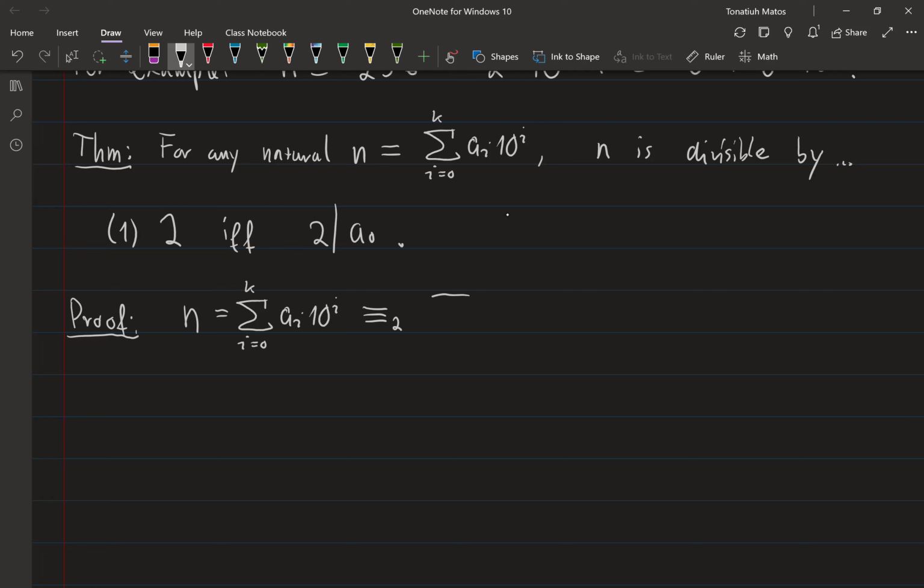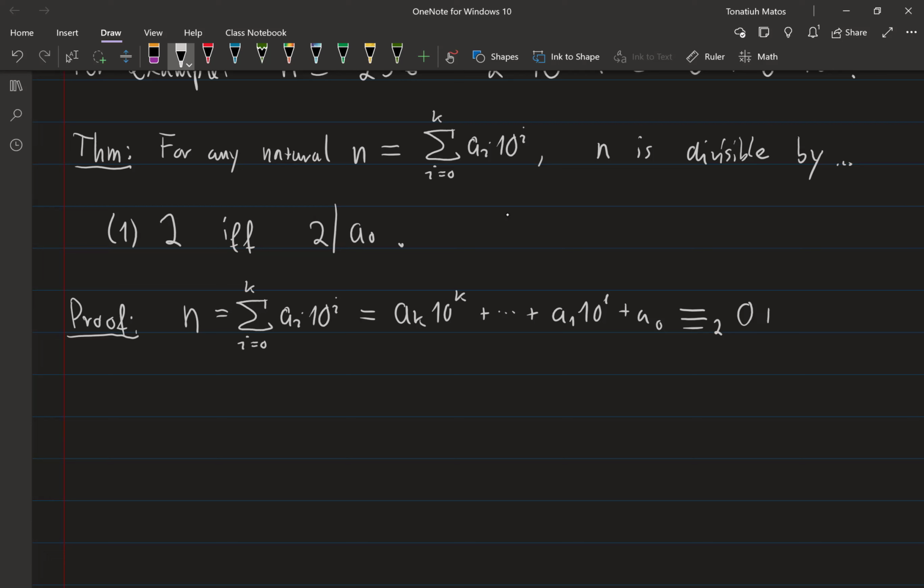What I'm saying is what you should get here, if I expand, maybe let's expand this out in this different notation, so that it's a bit more familiar for most of you. So this is a_k times 10 to the k, and so on, a_1 times 10 to the 1, and a_0 times 10 to the 0, which I'm not even going to write down because it's 1, right? So now I reduce this mod 2. So what is a_k mod 2? Well, no idea, but 10 to the k is 0 mod 2 because it's even.